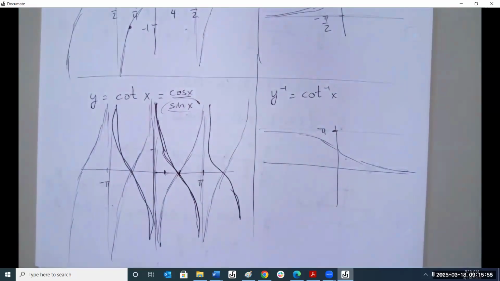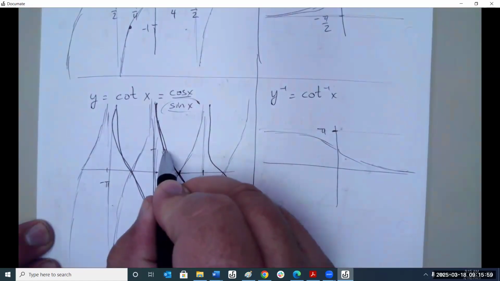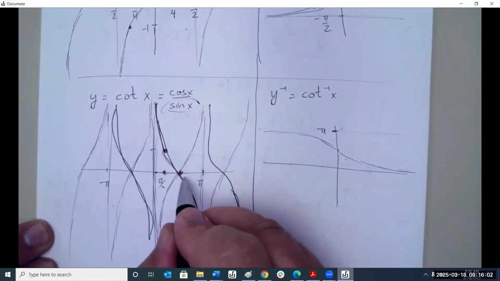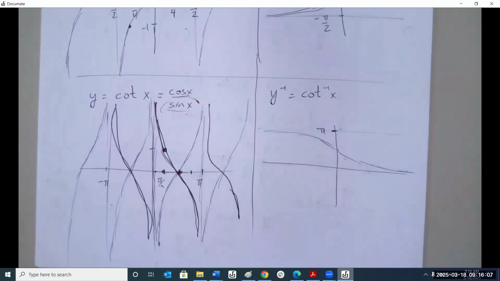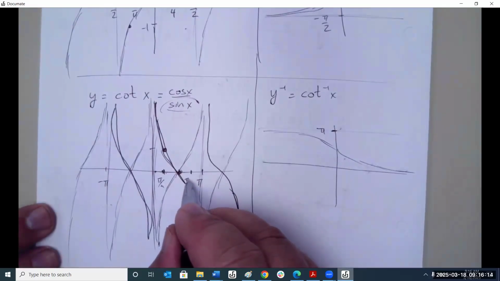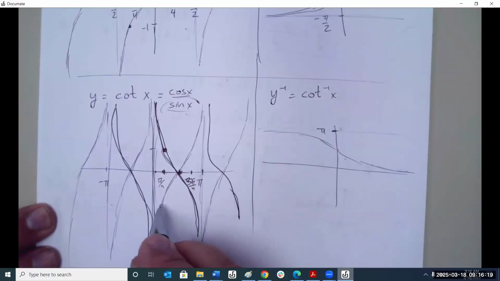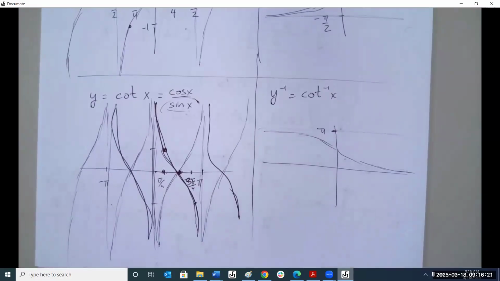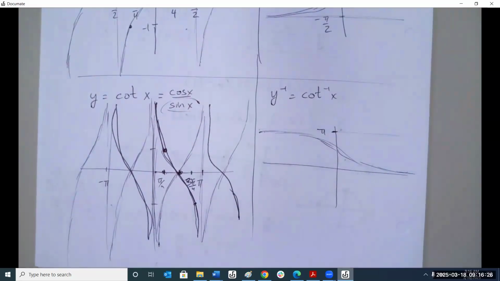It's a decreasing function, because at 0 it's undefined. At pi over 4, it's 1. At pi over 2, it's 0. At 3 pi over 4, it's -1. So it's a decreasing function, which is why it's flipped. The tangent's increasing, cotangent's decreasing.